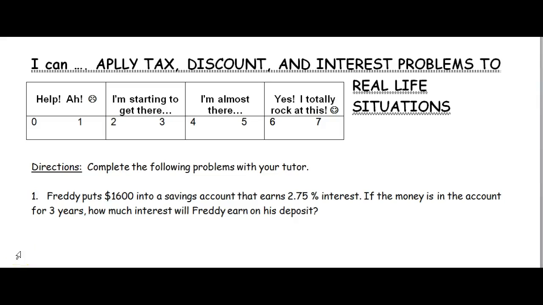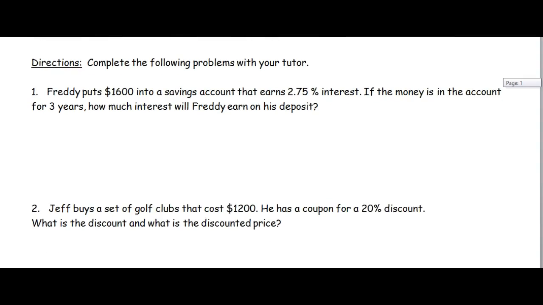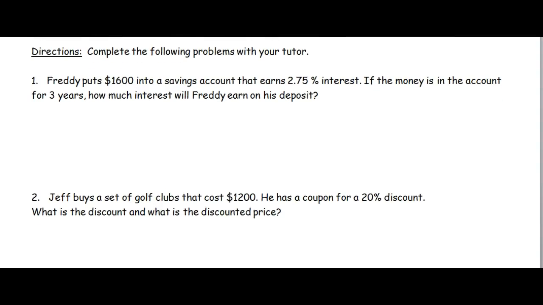Hello, algebra students. This is a lesson that basically takes everything we've learned and puts it all together, applying tax, discount, and interest problems to real-life situations. Believe it or not, this is something teachers are guilty of assuming students know, and they don't always know how to calculate tax, tips, and all that. So let's look at some examples here.